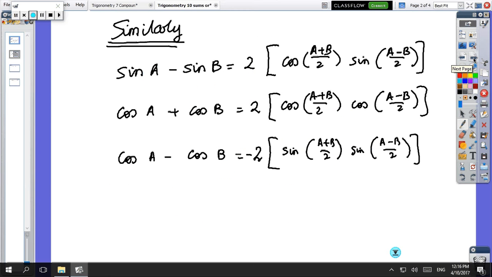So let's look at the next ones. I haven't bothered to go through all of them doing it the slow way, but basically the first one was sine plus sine. Now we've got sine minus sine, cos plus cos, and cos minus cos. If you just copy those in, we'll see how we go with some examples. Okay, come across when you're ready.